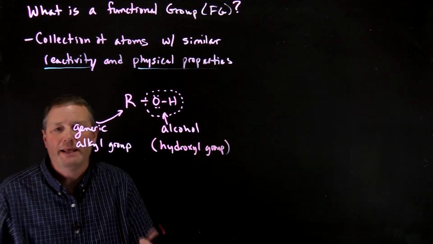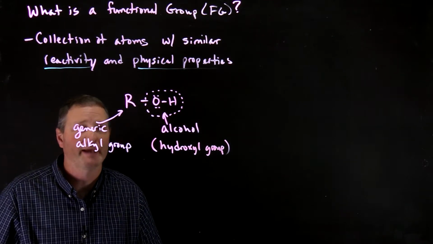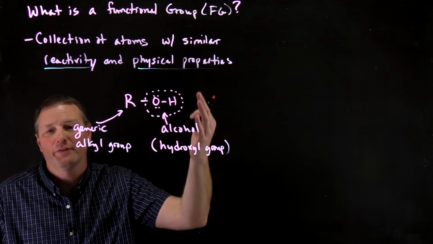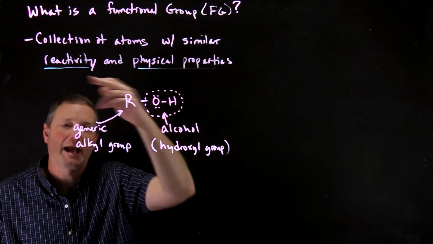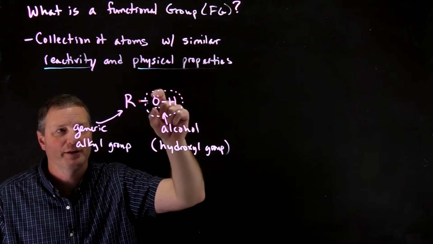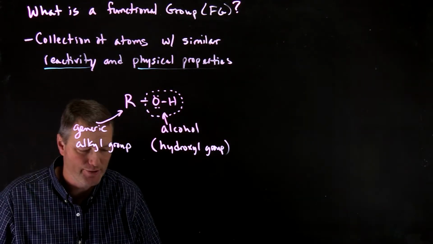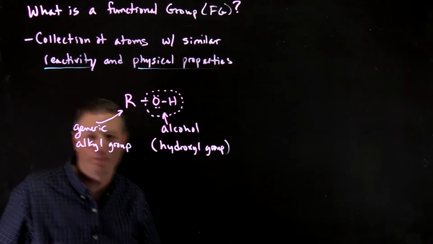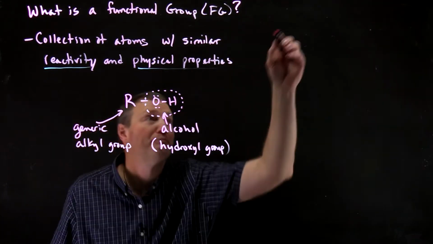Okay, so that's a basic example of what a functional group would look like. Regardless of what the R group is, this would still be called an alcohol, and it's going to have similar reactivity and often very similar physical properties because of the collection of this oxygen attached to a hydrogen. So let's just list out on the side here some of the main functional groups that we will be covering and that you'll need to know about.